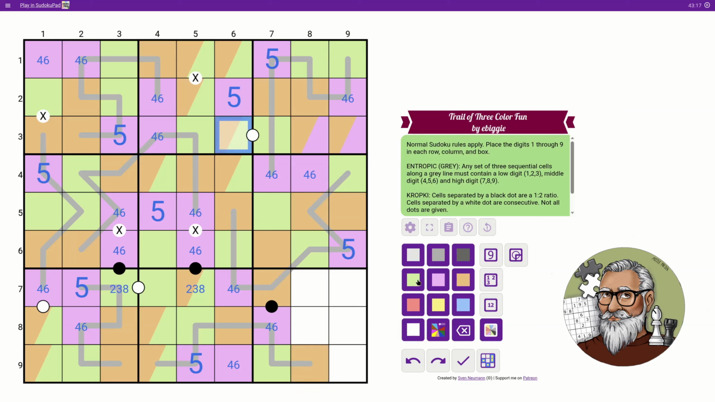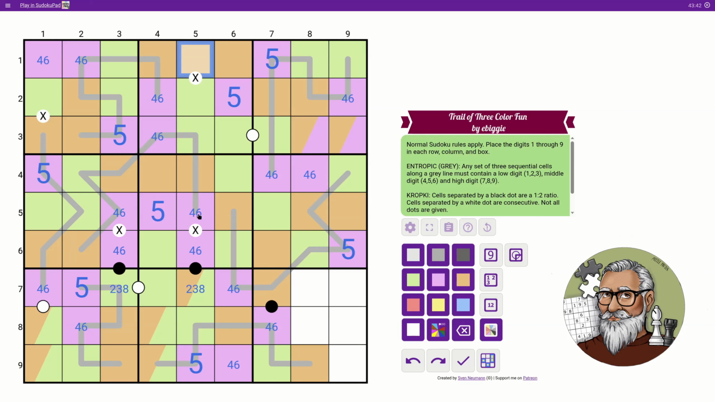Well, this one has to be green because it's the last green that works. That's 1 of each, so this one has to be orange. This becomes green. This becomes orange. This one is not orange. This one is orange.